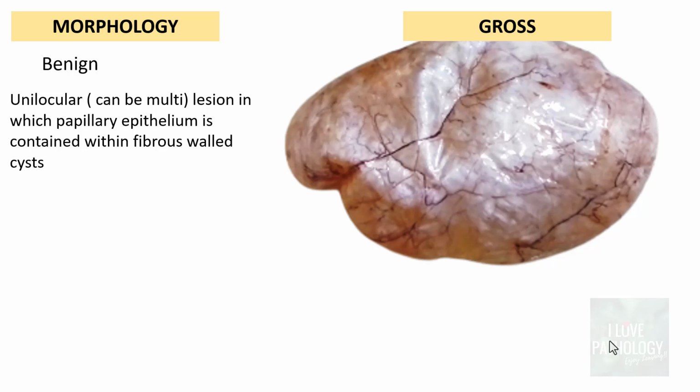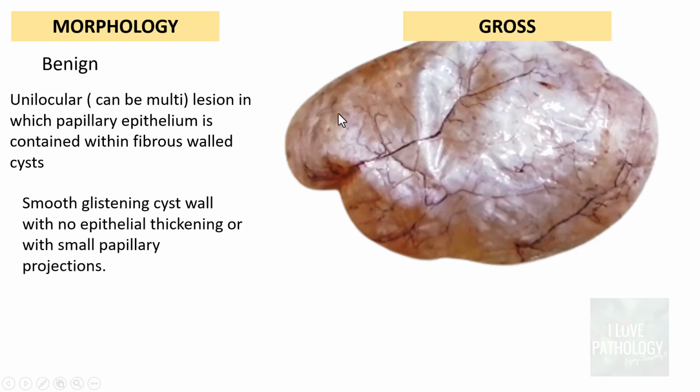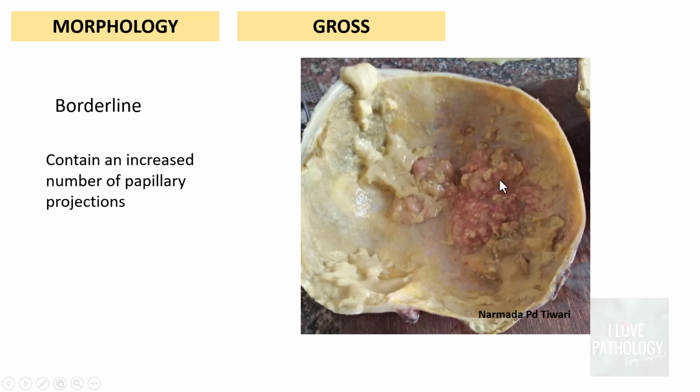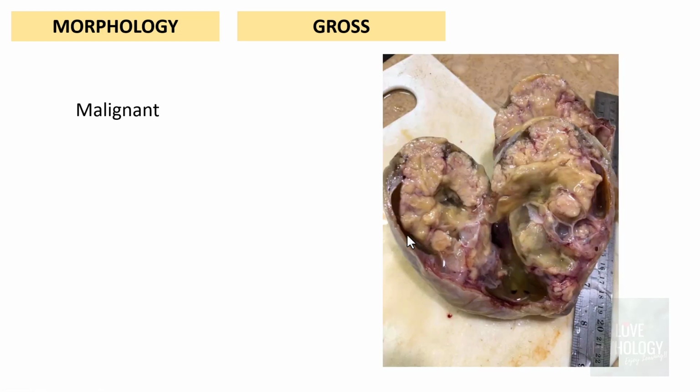Now let's look into morphology of serous tumors. See, the benign tumors are the most common, as I told you. They are large cystic tumors, often unilocular, can be multilocular at times. Sometimes, you might find papillary excrescence within the cyst. Usually, the wall of the cyst is smooth, glistening. There is no epithelial thickening. At places, you might find some amount of papillary projections, whereas borderline tumors are the ones which contain increased number of papillary projections within the cyst wall.